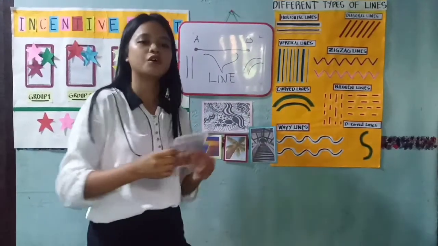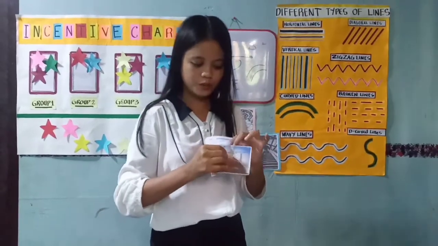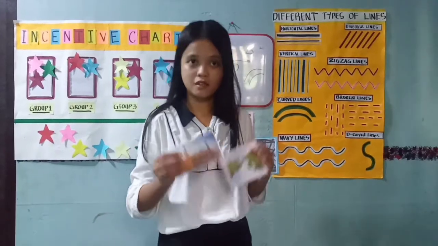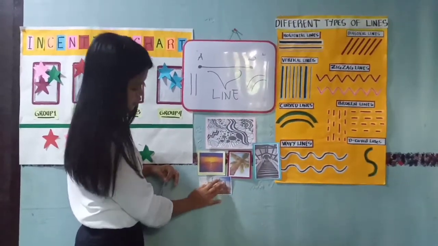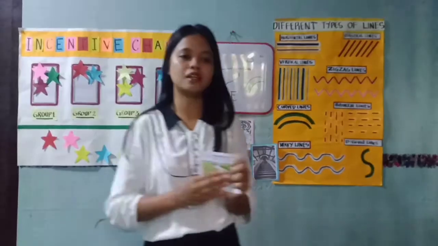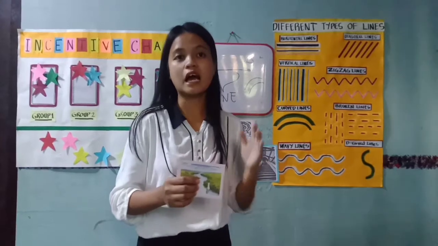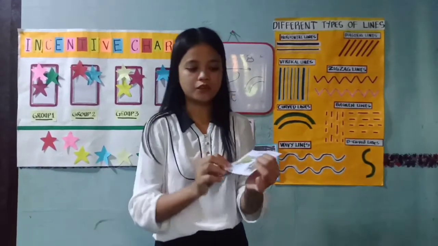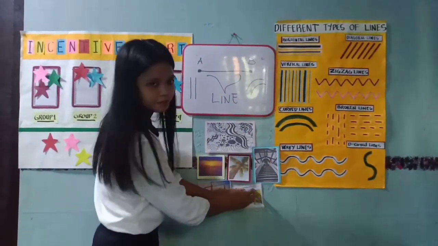Okay. Next, we have the broken lines. When we say broken lines, these are described as restless. This is an example of a broken line. And lastly, the curved lines. Curved lines show action and energy. They also tend to be restless. So this is an example of a curved line.